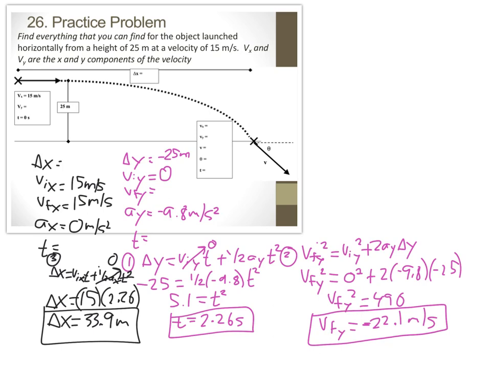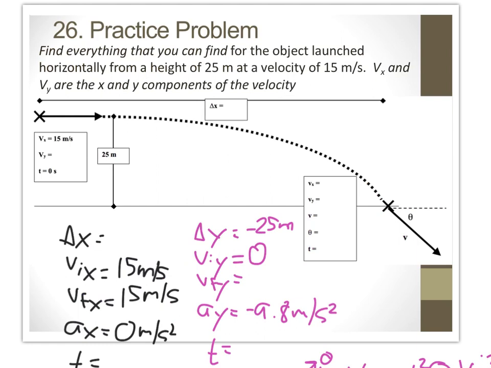Okay, so now I can go ahead and start filling in some of the things that I know in my chart. So I know that my initial velocity in the y is going to be 0 meters per second. I just solved for that horizontal displacement, which was 33.9 meters. I know that when the object lands, its x velocity is going to be 15 meters per second because it's a constant speed. And the y velocity we solved for, that was the negative 22.1 meters per second. My time, I also know, was 2.26 seconds.